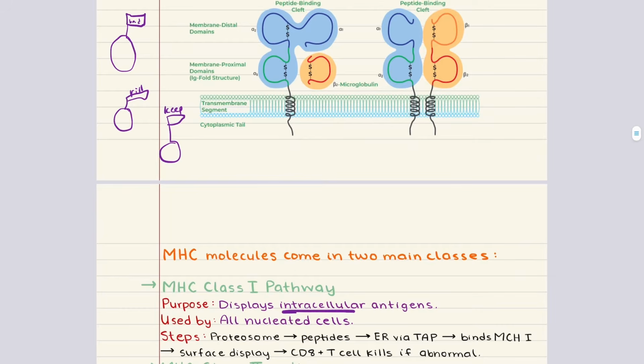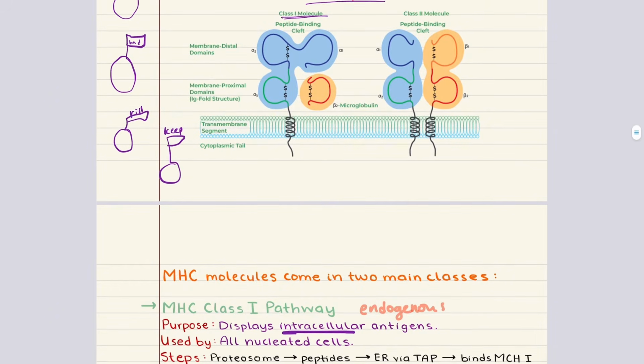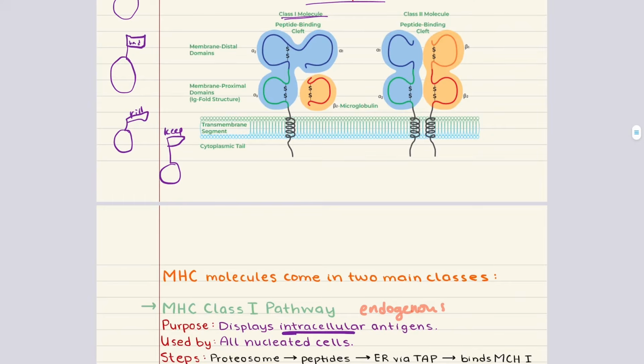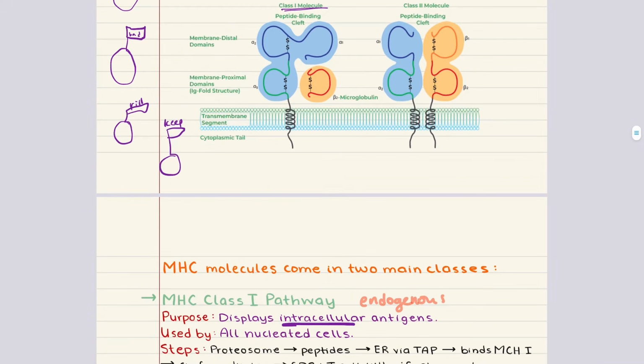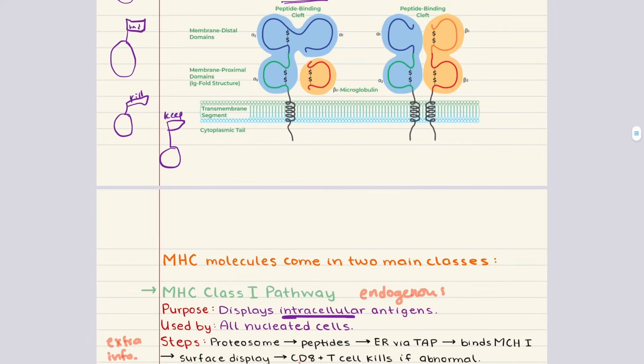All nucleated cells in the body can use this system. If a cell is infected with a virus or it contains abnormal proteins, fragments of those proteins are going to be displayed on MHC class 1 molecules. And then cytotoxic CD8 plus T cells can recognize these abnormal displays and kill the infected cell.